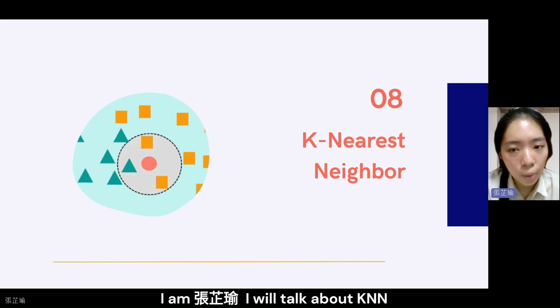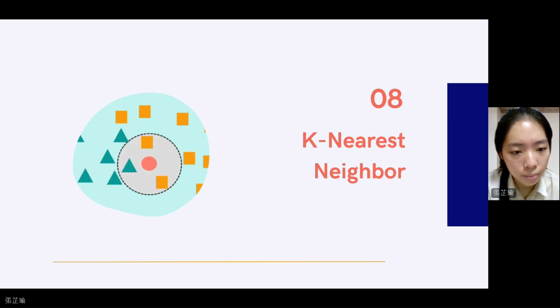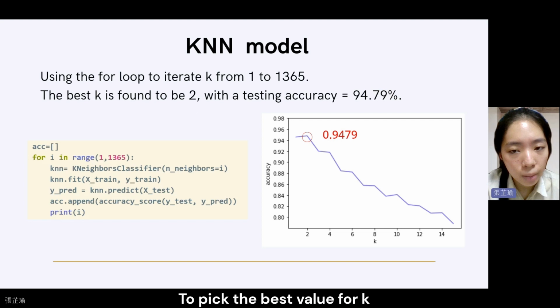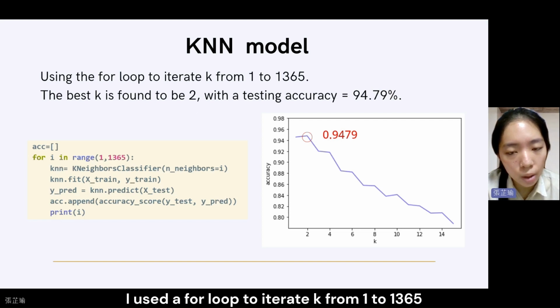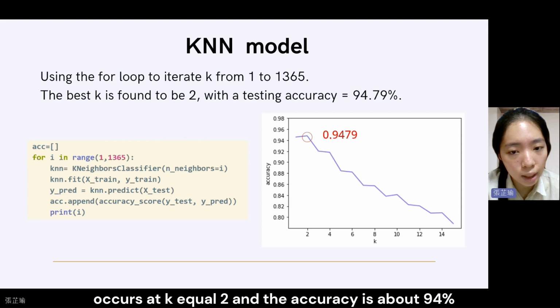I'm Zhang Ziyu. I will talk about KNN. To pick the best value for k, I use a for loop to iterate k from 1 to 1365. The result shows that the highest accuracy occurs at a certain k, and the accuracy is about 94%.